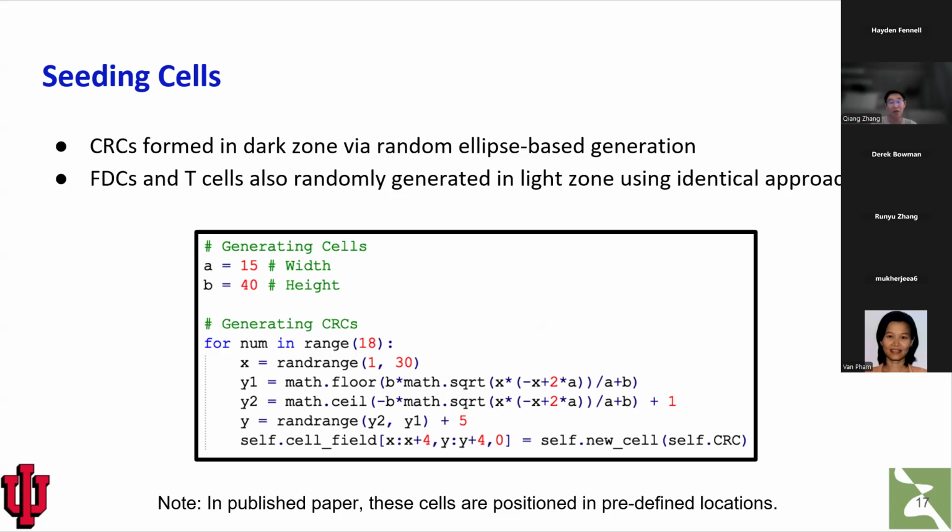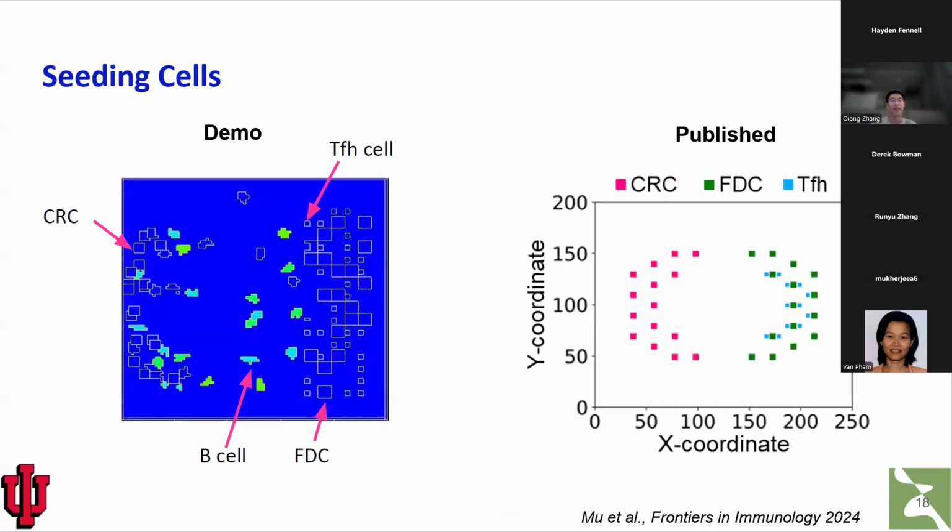However, in the published paper, we position these cells in predefined locations for the purpose of model reproducibility. Because if you have a lot of randomly generated cell positions, then the results of every simulation will become different, and you have to run a number of them to get statistically consistent results, right? So here, just to give you an idea, for the demo purpose, we're generating these rectangular CRC cells in the dark zone randomly. And then we're generating these small T helper cells in the light zone and these rectangular FDC cells.